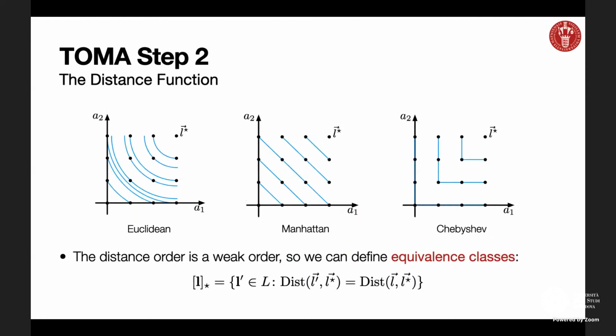In our experiments, we tried 3 different distance functions, so Euclidean, Manhattan, and Chebyshev. For each, what you can see here in blue are the equivalence classes, so labels that are at the same distance to the best possible.